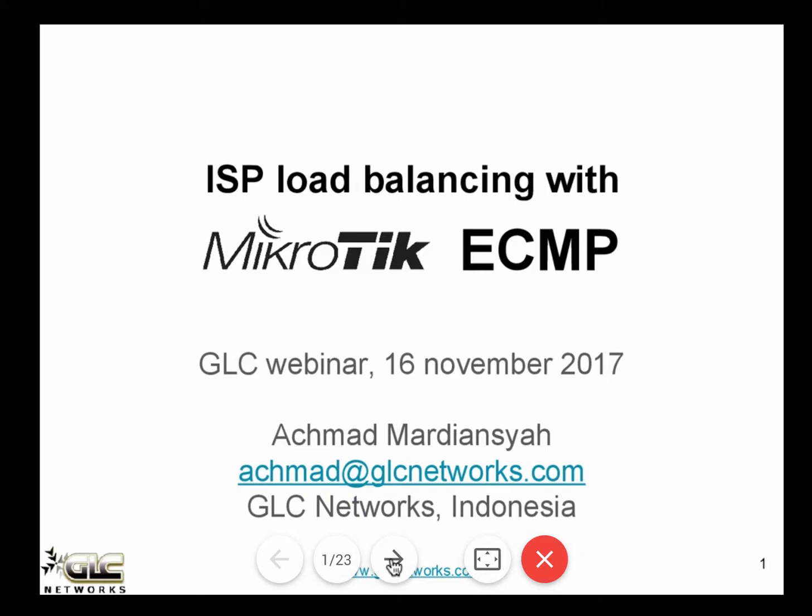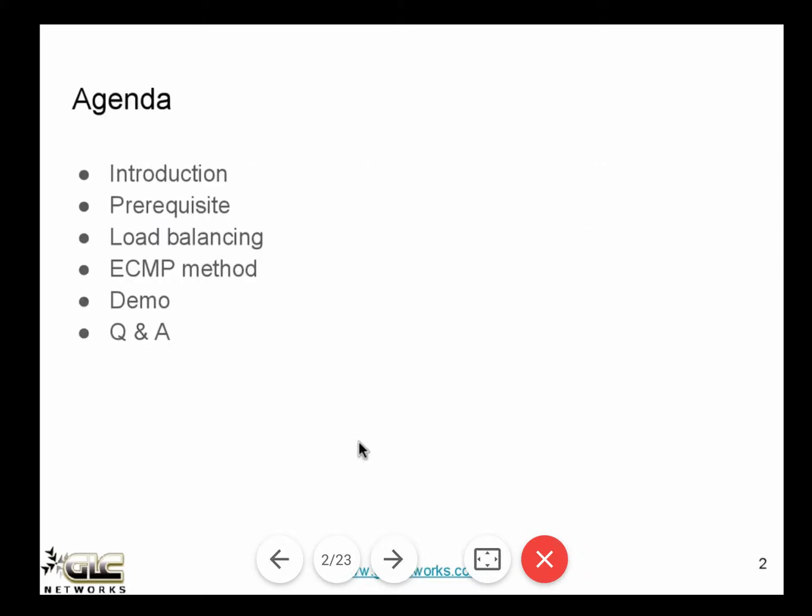Right, so next agenda. So introduction, prerequisite, load balancing, and ECMP. We'll talk about some implementation about this ECMP in the demo.